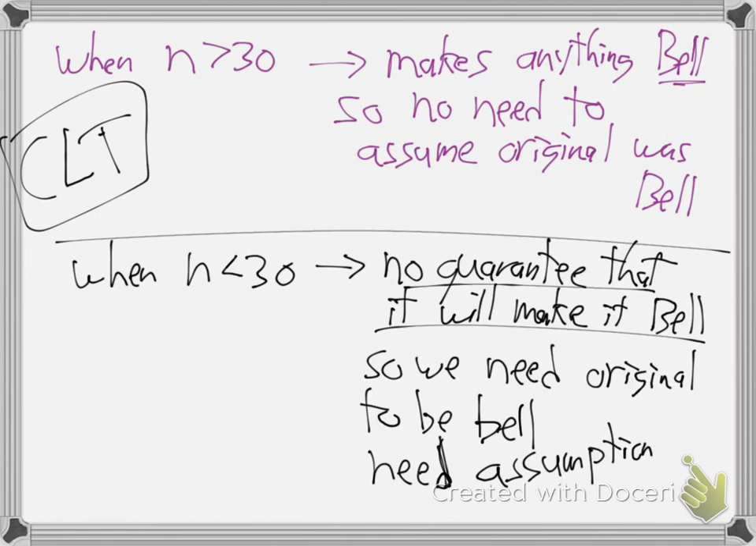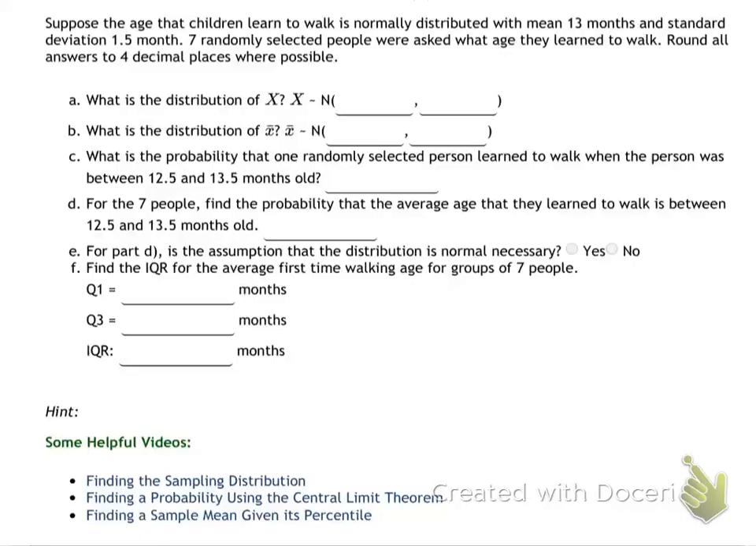For groups bigger than 30, it'll make them Bell, no matter what they were before. Group averages more than 30 will be made Bell. So in that case, you don't care what the original was. But if it's less than 30, you do need the assumption that the original was a Bell, because it won't make anything Bell, necessarily. It really will, but no guarantee.